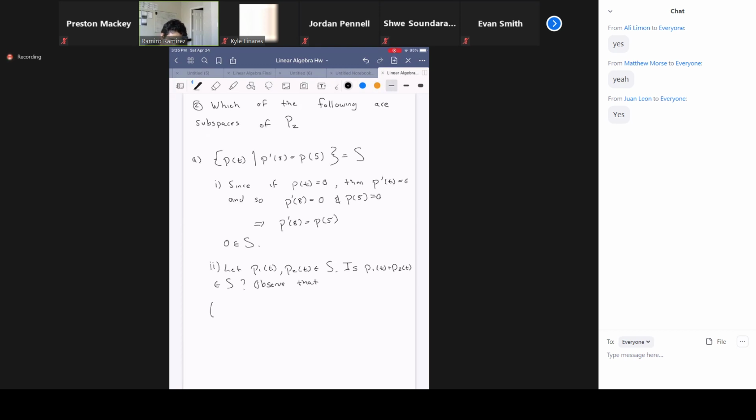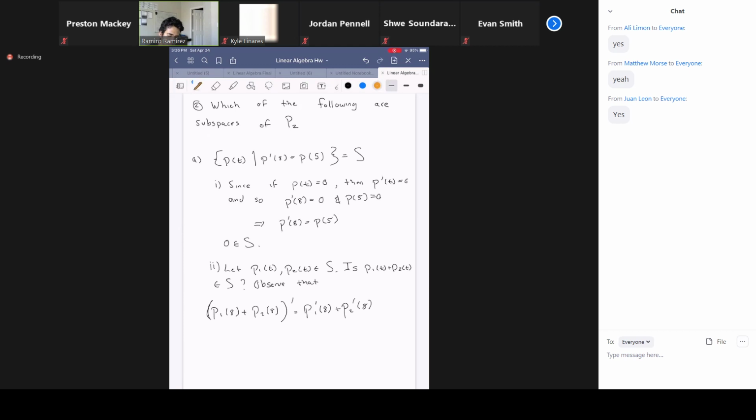So observe that P prime, P1 of T at 8 plus P2 of 8, all at... so if you take this derivative, well, this is just going to be equal to what? Well, it's going to equal P1 prime at 8 plus P2 prime at 8, right? The derivative you can distribute.